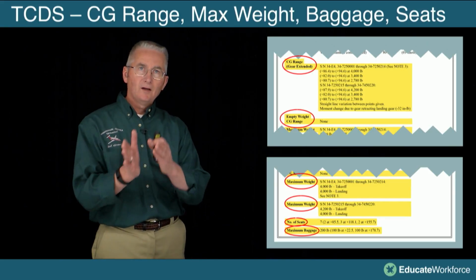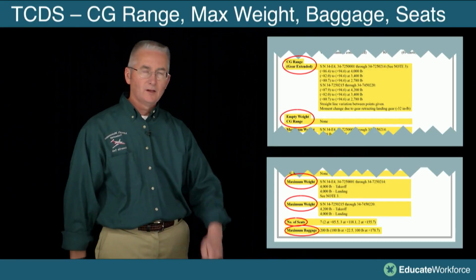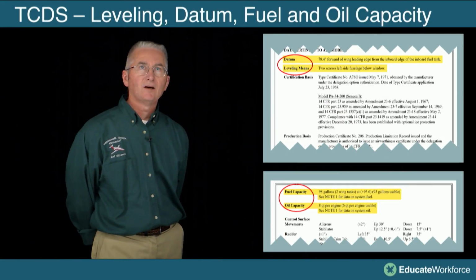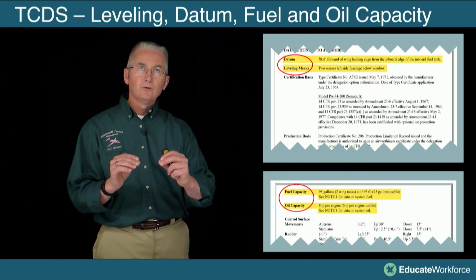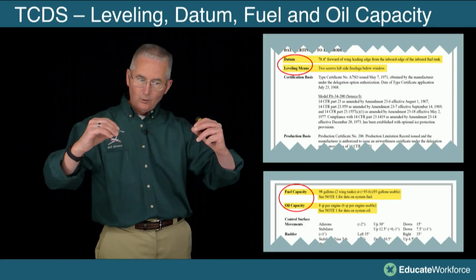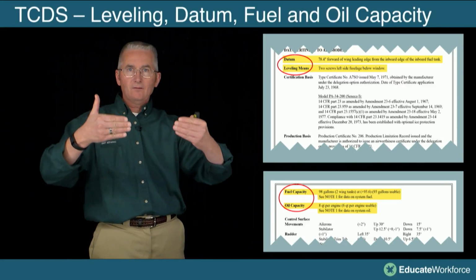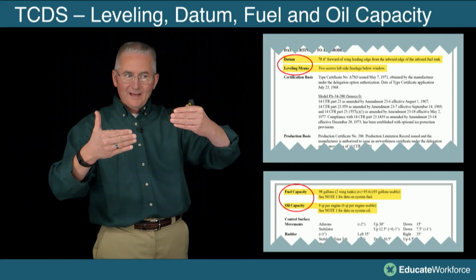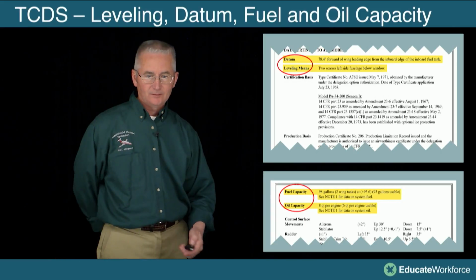The type certificate tells me what my maximum baggage is and the location that I can put that baggage. It tells me the datum, and it tells me the means of leveling: two screws on the side of the fuselage below the window, and we put a spirit level on those two screws. Then we can level that airplane so that the aircraft, when we do the weight and balance, is at the same attitude as it would be in flight.